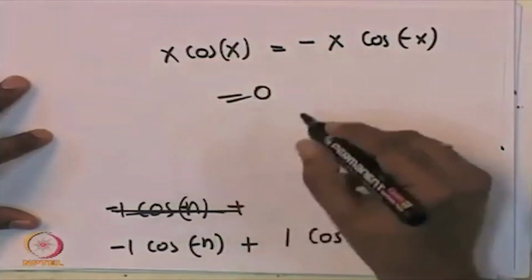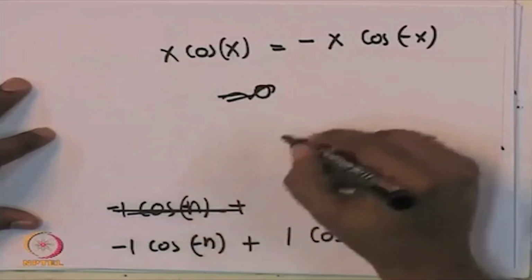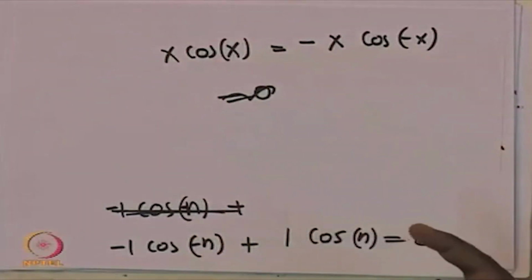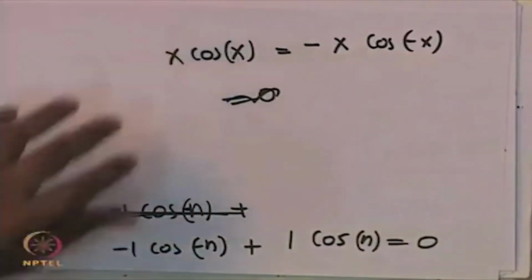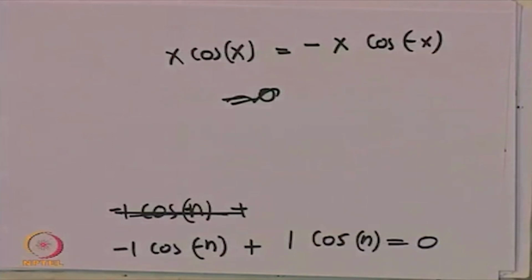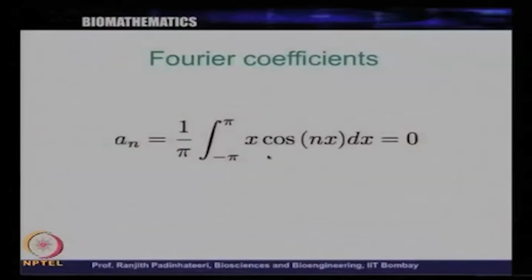So, if you do this integral, since the function is asymmetric, that is, x goes to minus x and there is a negative sign coming, you can show that the integral of x cos n x is actually 0. If you plot this, you will see that for every value of positive x, there is exactly the same value with a minus sign for the negative x. So, the sum is 0, and the integral is indeed 0.